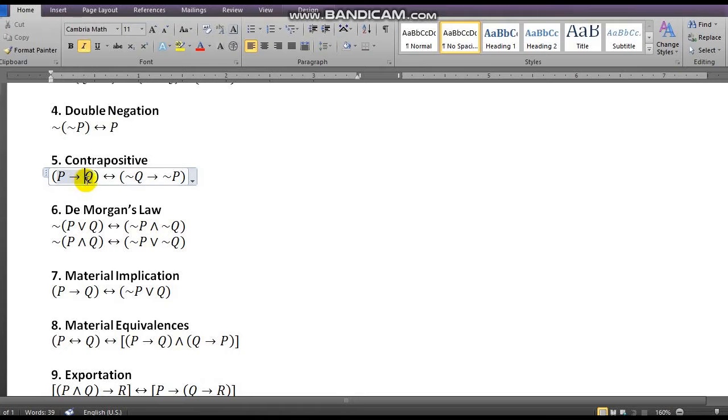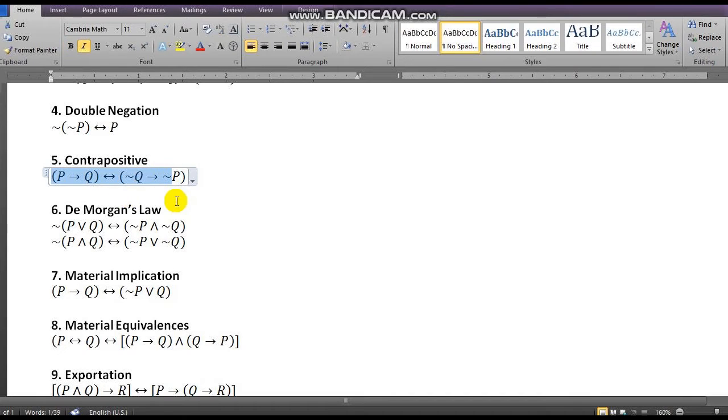For the contrapositive statement, we have P implies Q if and only if not Q implies not P. So we can rewrite a statement into its contrapositive form. P implies Q. We flip around the antecedent and consequent. We reverse the P and Q and we negate them. So they have the same truth value. P implies Q is equivalent to not Q implies not P.